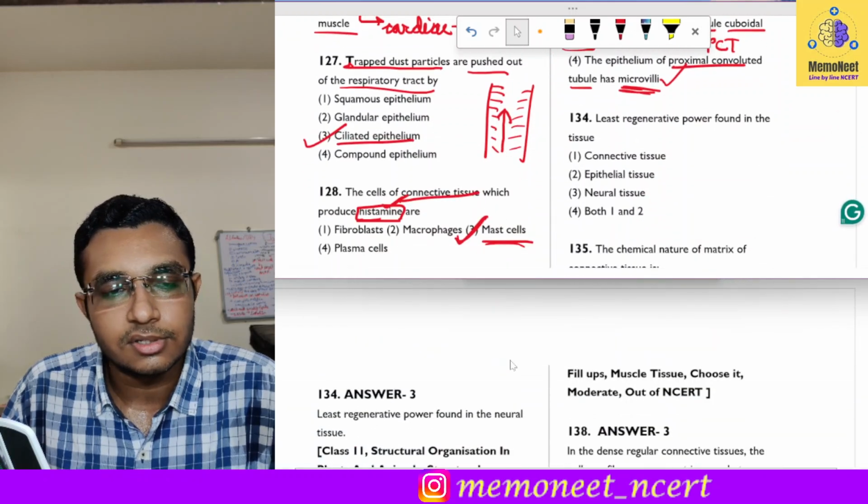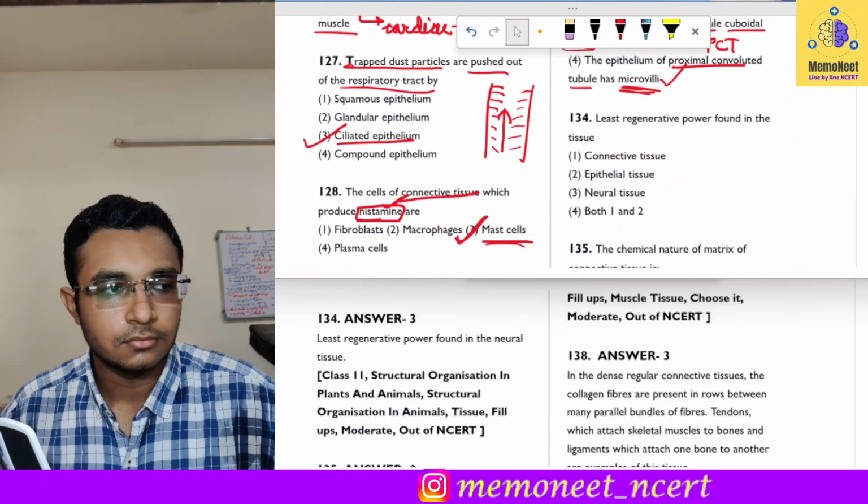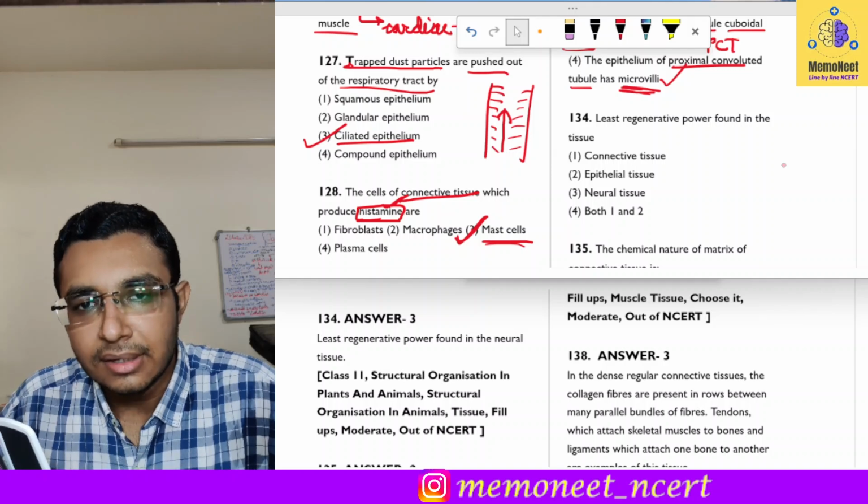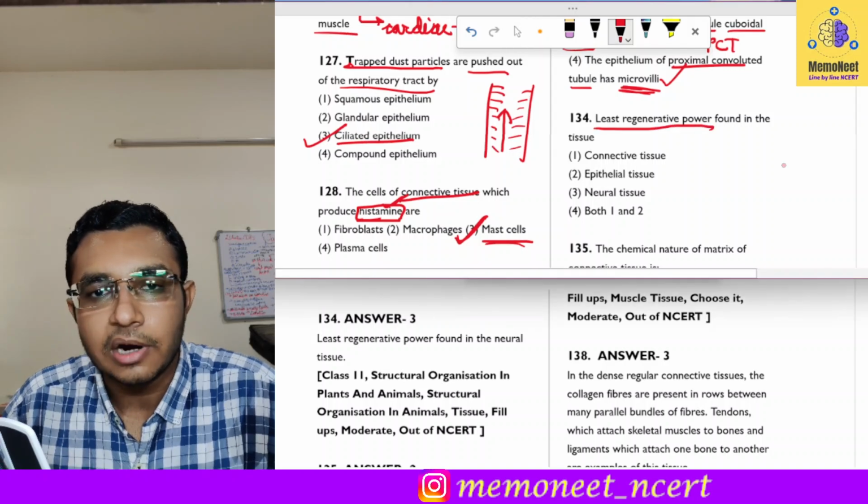The next question is question number 134. So this question states that the least regenerative power is found in which tissue?